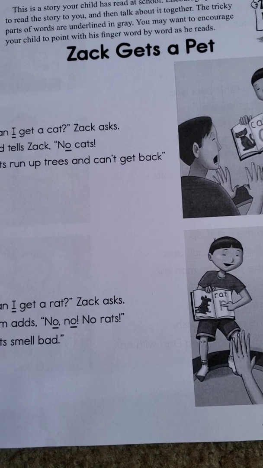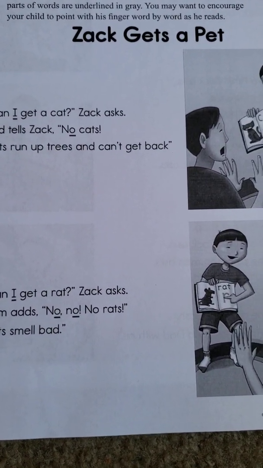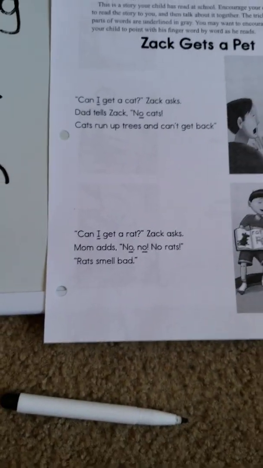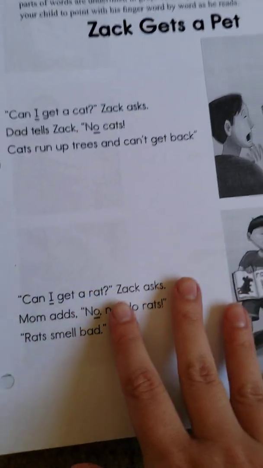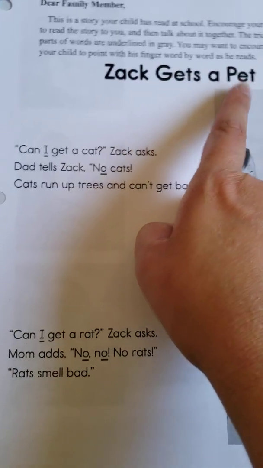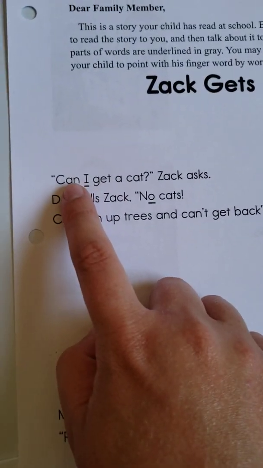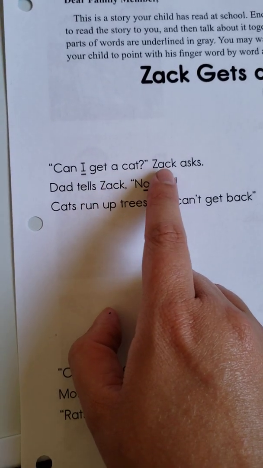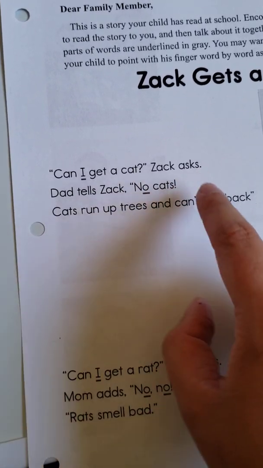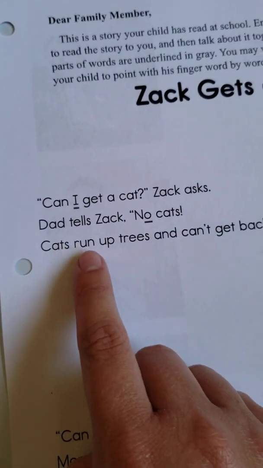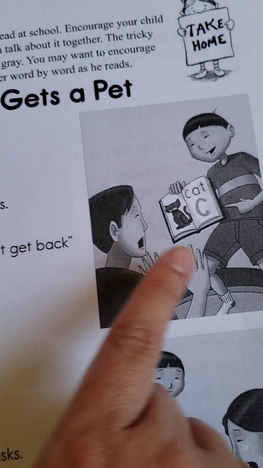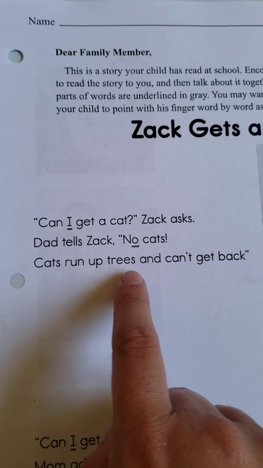So grab your Unit 9 reader and go to this story, Zach Gets a Pet. I'm going to read through it, and then I want you to practice by yourself. Then I will show you how the worksheets go. So Zach gets a pet. For right now, just follow along. Can I get a cat? Zach asks. Dad tells Zach, no cats! There's an exclamation point right there. Cats run up trees and can't get back. So Dad says, no cats, because cats run up trees.